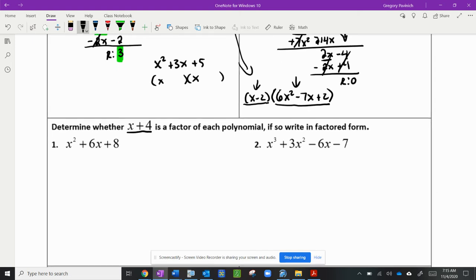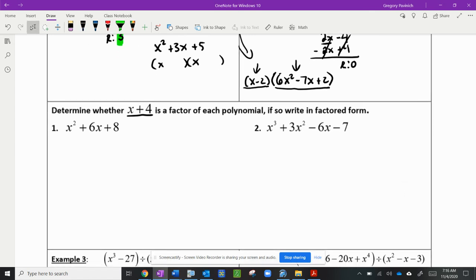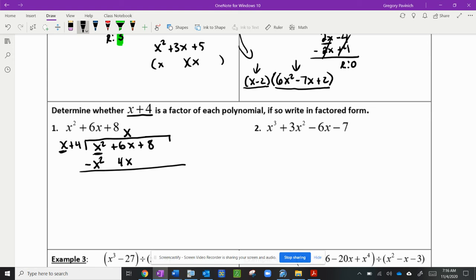We want to look: is x plus 4 a factor of each polynomial? If so, write in factored form. So I'm going to take x plus 4 and divide it into x squared plus 6x plus 8. And again, I'm going to say x. I want it to multiply to get x squared, so I know that's an x. I'm putting it above my linear term of 6x, and I get x squared multiplied to the second term, 4x. Those are both positive terms, so when I distribute my subtraction sign in, they both become negative.